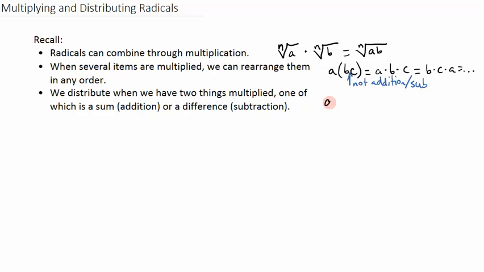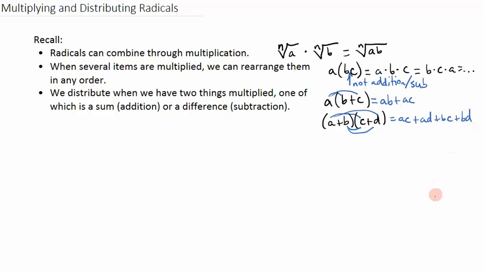So when do you distribute? You distribute if you have something like A times the quantity B plus C. So if I want to multiply A times B plus C, I distribute my A because I have my plus here inside, and that gives me AB plus AC. Similarly, if I have something like A plus B times C plus D, I still distribute, but I distribute my A to my C and my D to get AC plus AD, and then I distribute my B to my C and my D to get plus BC plus BD.